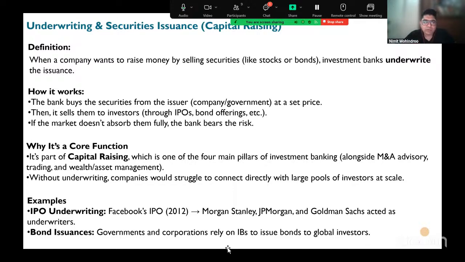Why is it a core function? Because it's part of capital raising, which is one of the four main pillars, as I mentioned earlier, one of the four core functions of investment banking alongside M&A advisory, trading, and wealth management.